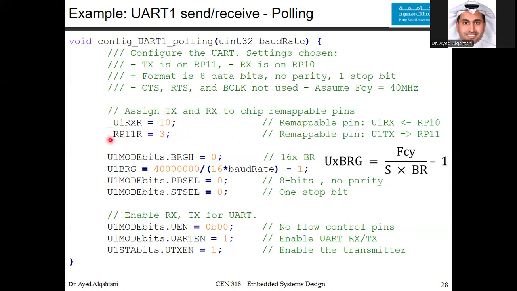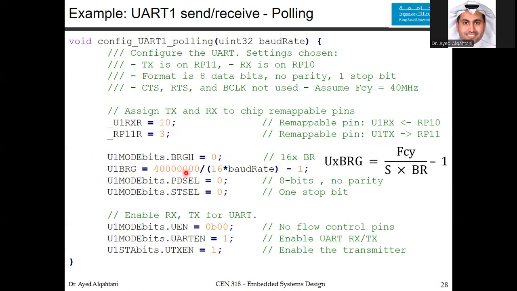And for the transmitter, we use actually the code. The transmitter code is equal to 3. And the remappable pin number 11 is equal to the code of the transmitter, which is equal to 3. For more information, go back to that lecture. Now we set up the UART. We use the mode bits, UART1 mode bits, dot BRGH equal to 0. That's the 16x, or the slow or the standard mode.